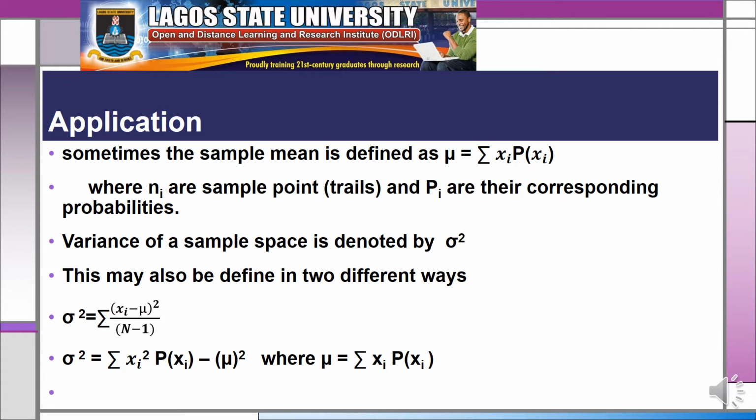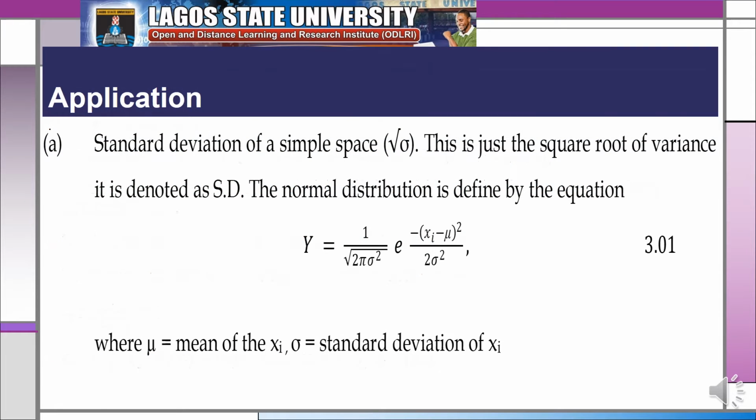Variance of a sample space is denoted by sigma square. This may also be defined by the two formulas below. Standard deviation is just the square root of the variance and is denoted by SD. The normal distribution is defined by the equation in 3.01, where mu means mean and sigma stands for standard deviation.